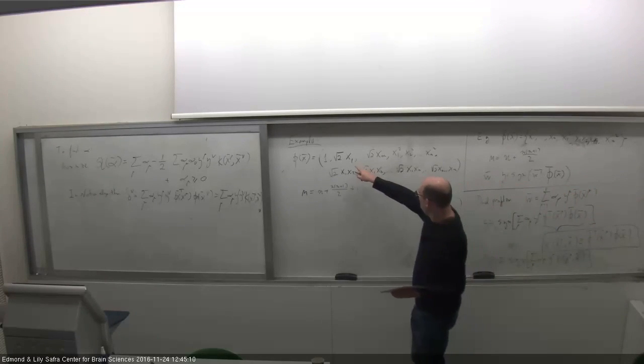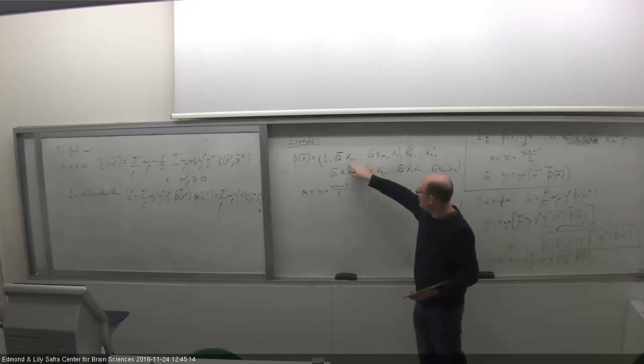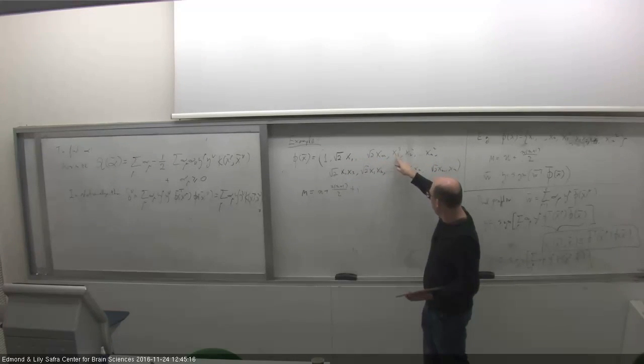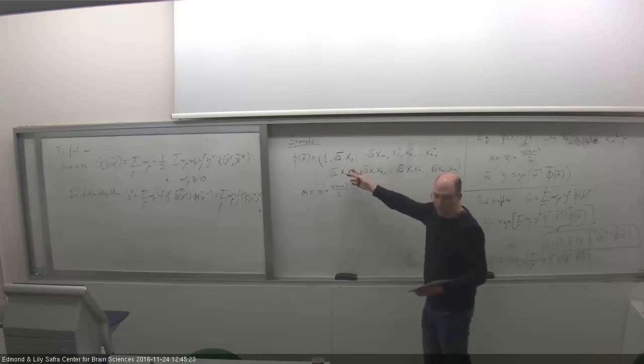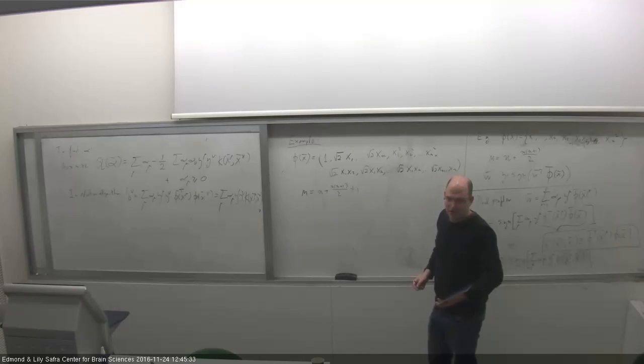So we have n functions which are just the linear ones, just the direct ones, and then we have all the combinations of two different coordinates. But I'm not going to count them twice. I'm not going to count x1, x2, and then have another one which is x2, x1. So this is why this is n times n plus 1 over 2. All the combinations.